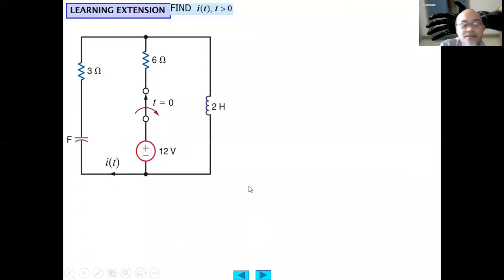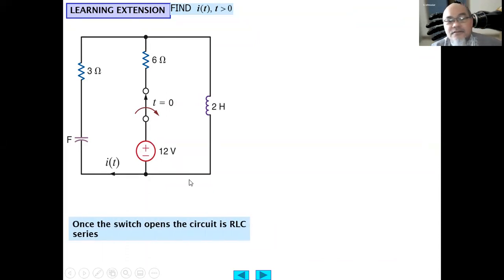Okay, final example here. We have a capacitance connected in parallel with, in series with 3 ohm, and then in parallel with 6 ohm, and then with a 2 Henry inductance connected with a 12 volt voltage source. At t equals 0, the switch is turned off. So it is not connected anymore with this 12 volt voltage source. Once the switch opens, the circuit becomes an RLC series, because when the switch is open, this is not of concern anymore. So this just becomes one single RLC circuit.